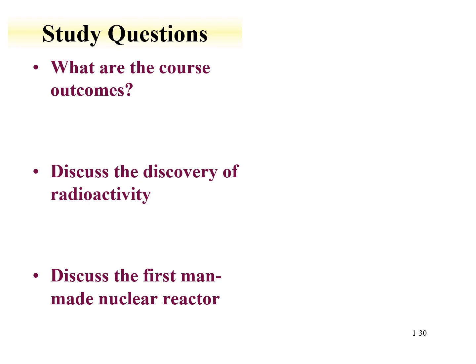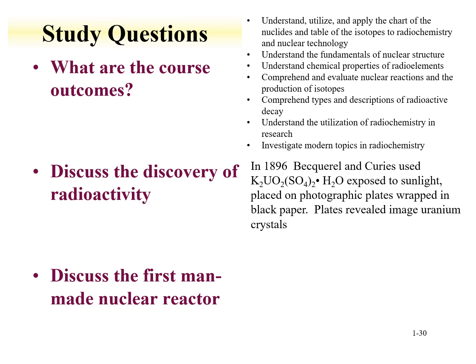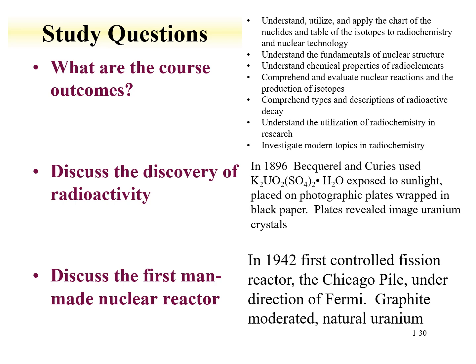Okay, some examples of questions that you should be able to answer include, what are the outcomes of the courses? The course outcomes are listed here. They include fundamentals of nuclear structure, chemistry of the radioelements, modern topics in radiochemistry. Discuss the discovery of radioactivity. Becquerel and the Curies used uranium salt exposed to the sunlight.